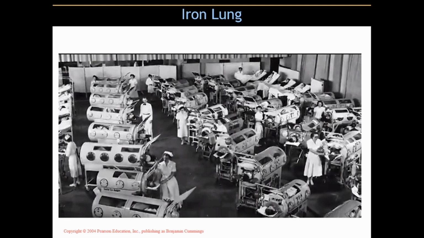And so dime by dime, dollar by dollar, they collected all this money in order to lead to a vaccine that was developed by Jonas Salk and was first administered in 1954. Jonas Salk was working at the University of Pittsburgh, and that's where it was developed.